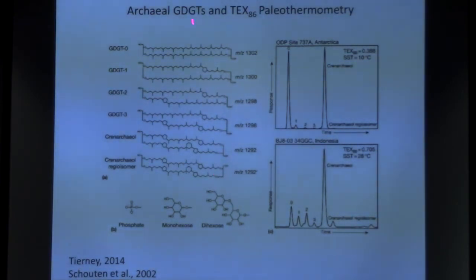This is what's called the TEX86 ratio, and it's simply the ratio of the different numbers of these ring structures, which varies with the temperature of growth in the environment. And so here's a sample from Antarctica versus Indonesia, and you can see the proportions of these really changes with the temperatures in those environments. So this is the TEX86 temperature proxy, widely used and hotly debated, and it keeps geochemists busy figuring out the nuances of this relationship.